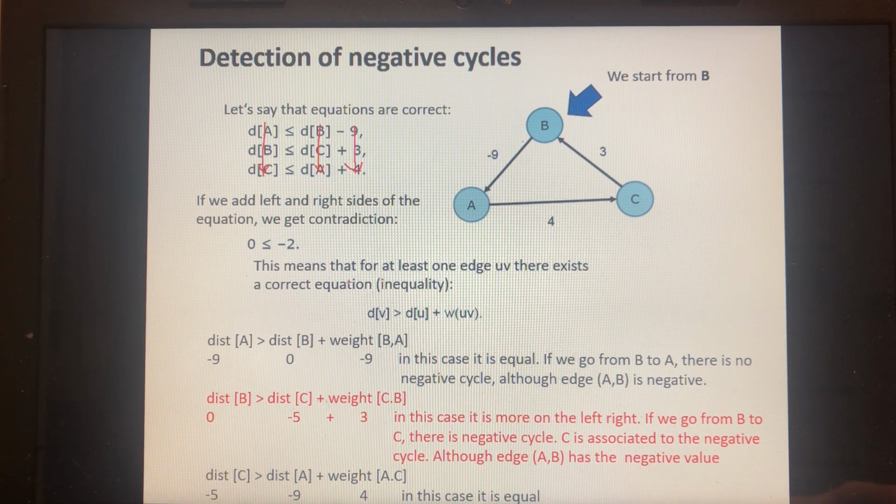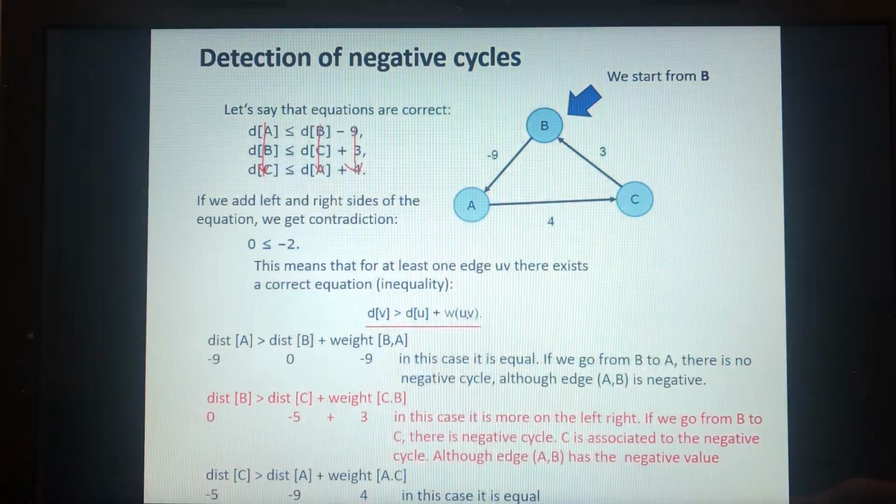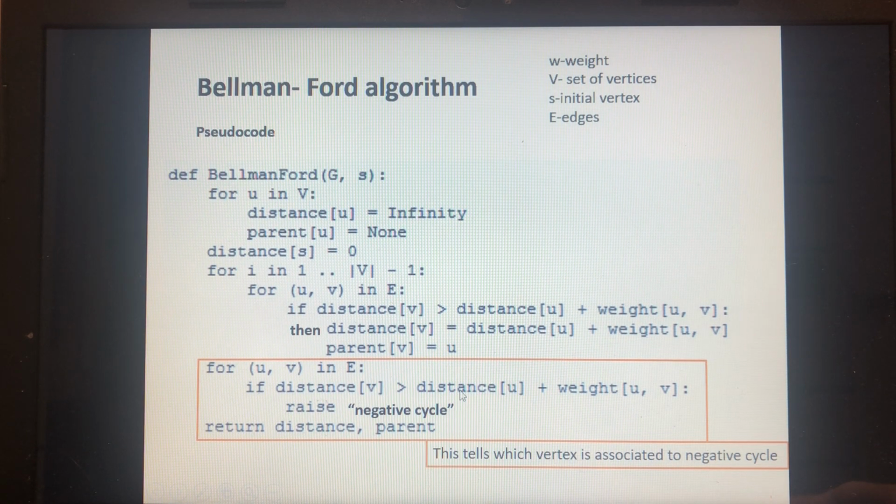This means that there exists this inequality, let's say. If this is true, then somewhere there is a negative cycle. So distance A, what is it? It is -9. So this is the same equation, d(v) ≤ d(u) + w(u,v). It is the same equation as given here, yes.